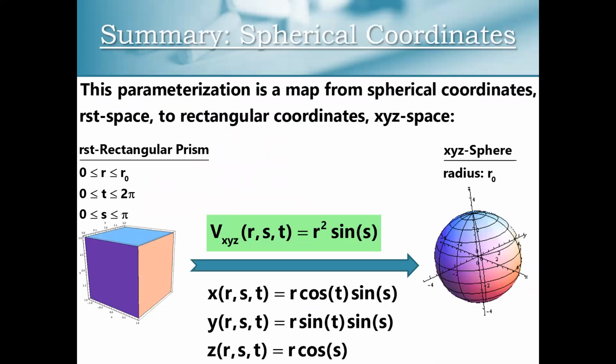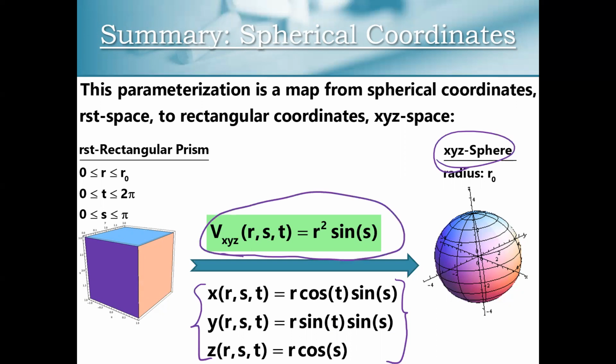All right, so to summarize, we now have a mapping between an RST rectangular prism and an XYZ sphere, and that's really just a parameterization for a sphere in XYZ space. If we could parameterize a sphere, we could probably integrate over it. And we also have a volume conversion factor to go with it. So now we could try to crunch some numbers on some interesting problems.